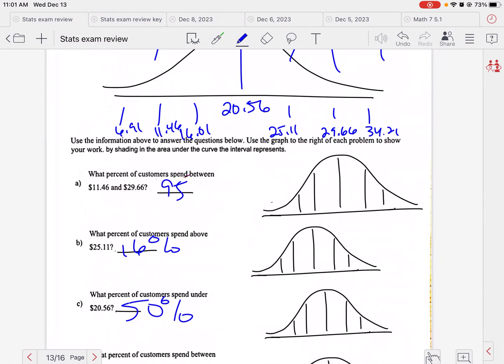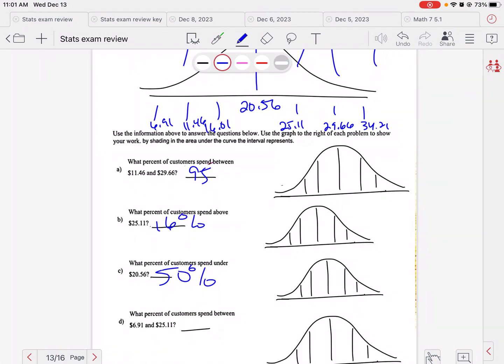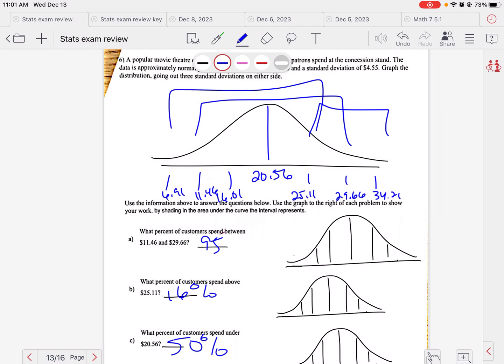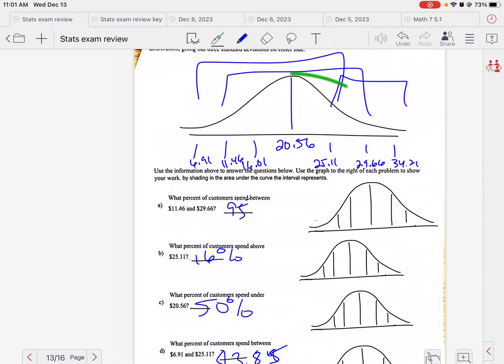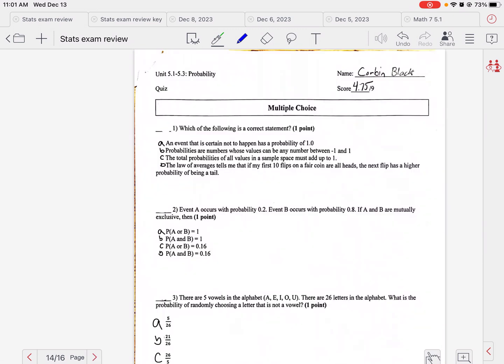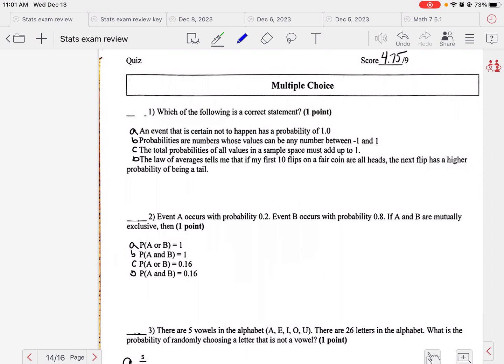What percent spend between 6.91 and 25.11? Okay, so that would be our 2.35 plus 13.5, if I can write that in the calculator correctly, plus the 34 twice, and that would be 83.85. And again, you guys can color that. I think you're capable of, once you have it drawn up here, just shading the right amount on each spot, okay? All right. Unit 5, which is our probability stuff.